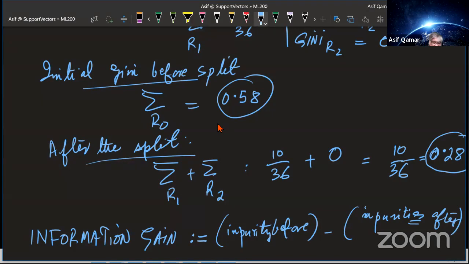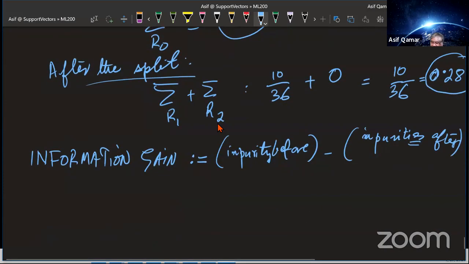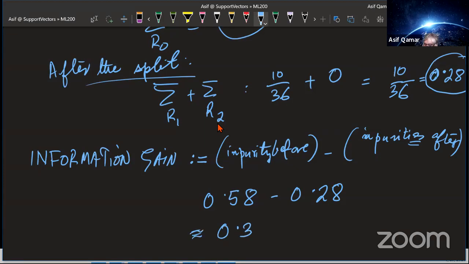So the difference between the two, therefore, is 0.58 minus 0.28. And that is equal to 0.3, approximately. You can plug it into the calculator, what 10 over 36 comes out to be. 0.3. This is greater than 0. Would you agree? So what you do is you compute this 0.3, and it also happens to be greater than 0.